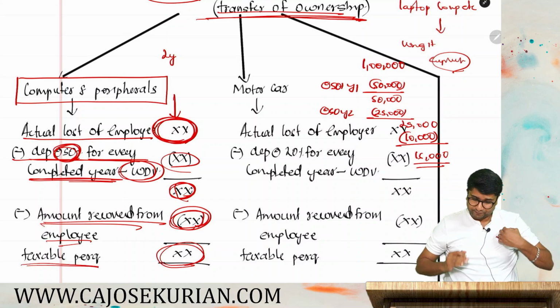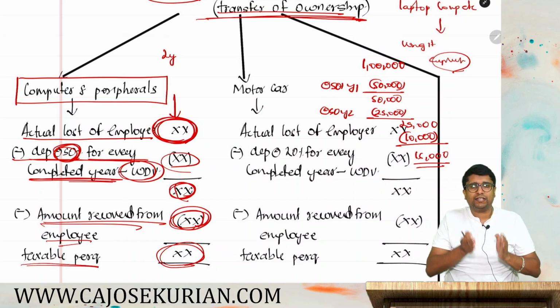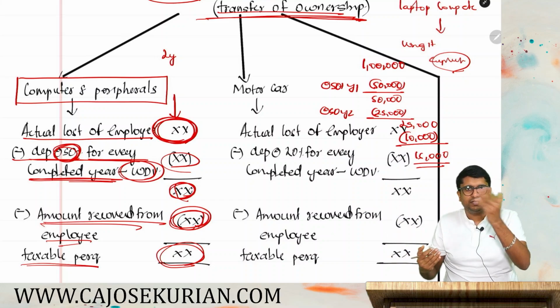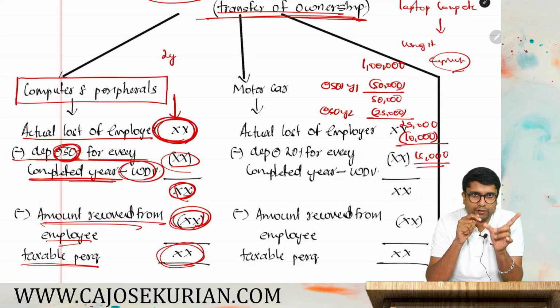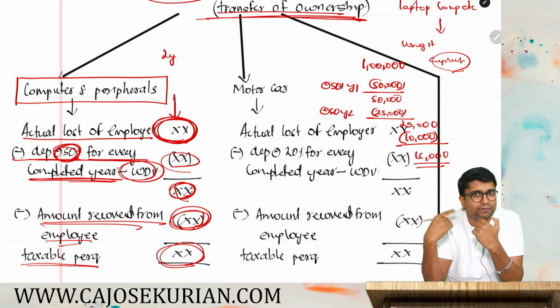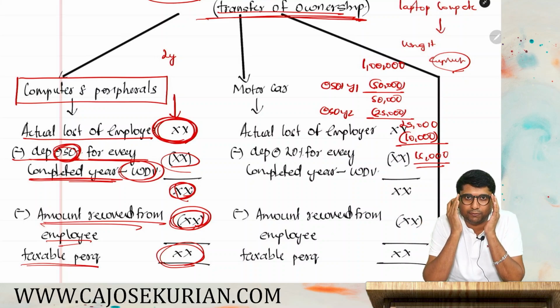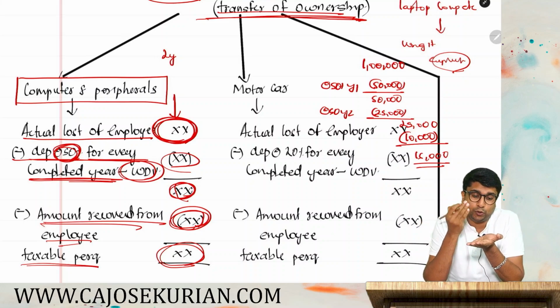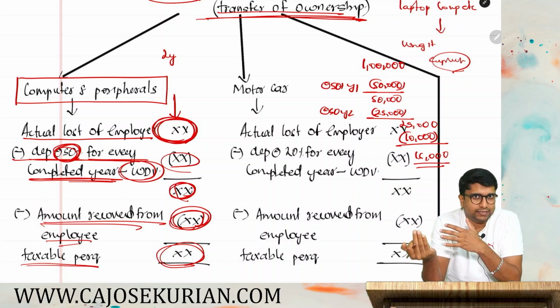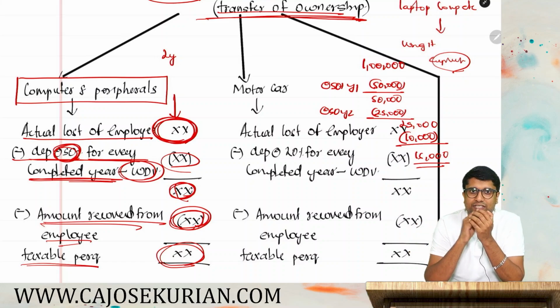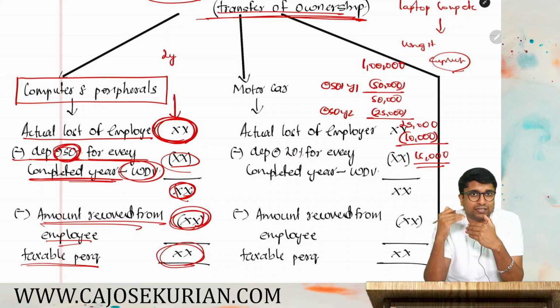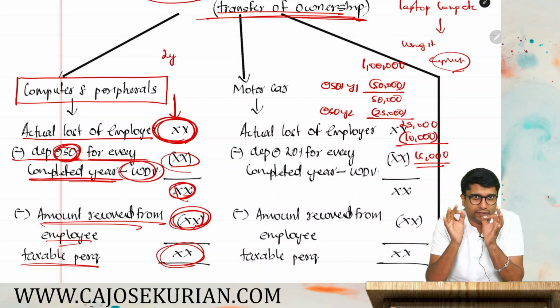And again, listen, if the employer is transferring that asset in year 1 itself, then you are not supposed to deduct any depreciation. From the original cost, you deduct any recoveries from the employee, and the rest shall be the taxable value of perquisite. If the employer has used that computer or peripheral for 2-3 completed years, then only you are supposed to deduct depreciation at 50% on the basis of completed years of usage by the employer.